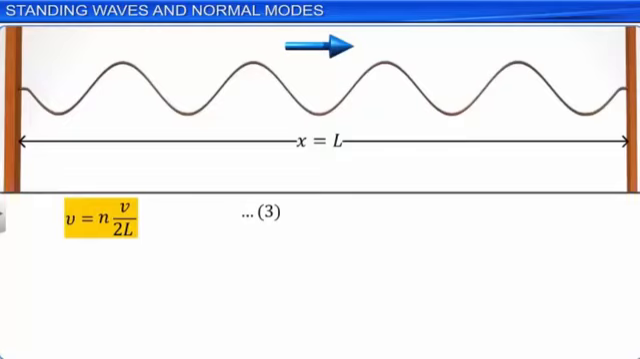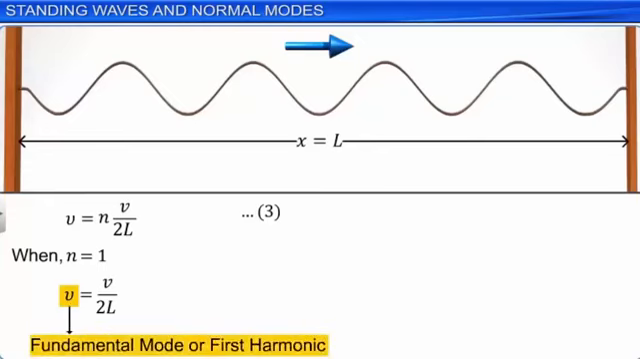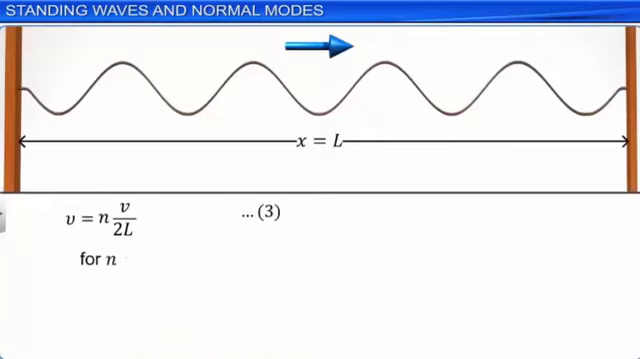The oscillation mode with this lowest frequency is called the fundamental mode or the first harmonic. By taking the values of n equal to 2, 3, and so on, we obtain the second harmonic, third harmonic, and so on. The frequencies associated with these modes are denoted as nu 2, nu 3, etc. The collection of all possible modes is called the harmonic series, and n is called the harmonic number.